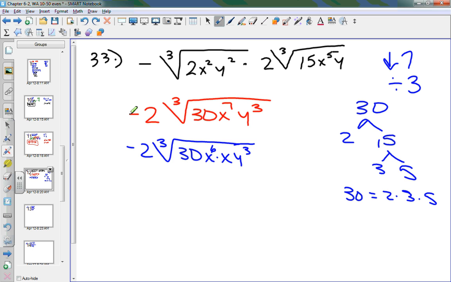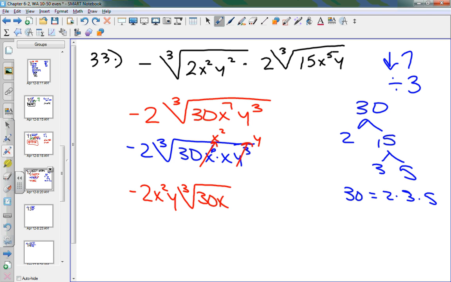So now what? Can I take the cube root of 30? No, we discussed that. Can I take the cube root of x to the 6th? X to the 2nd. Can I take the cube root of x? No. Can I take the cube root of y cubed? Yeah. So what's my answer? 2x squared y, negative 2x squared y times the cube root of 30x, which is left over.